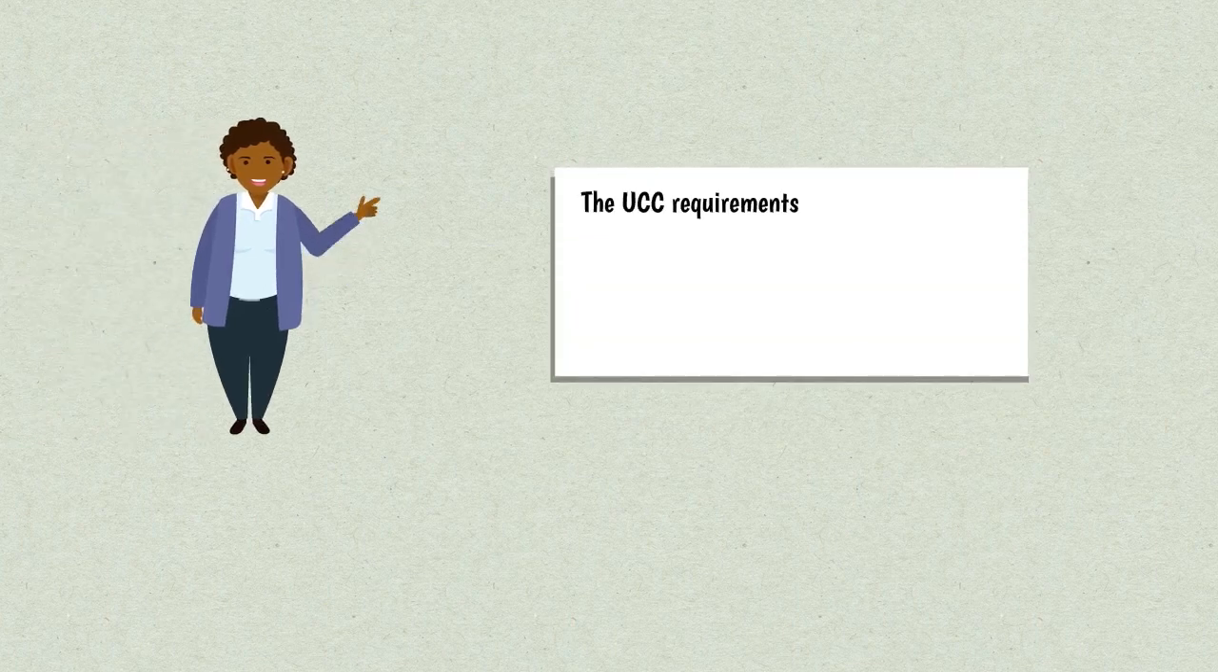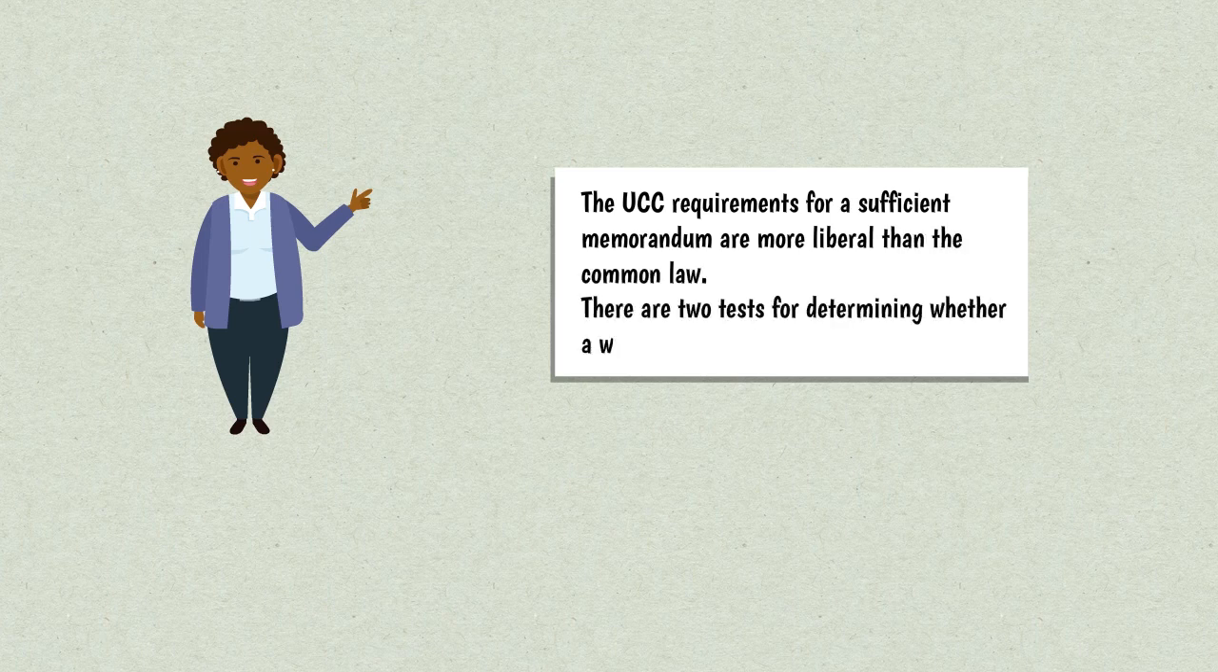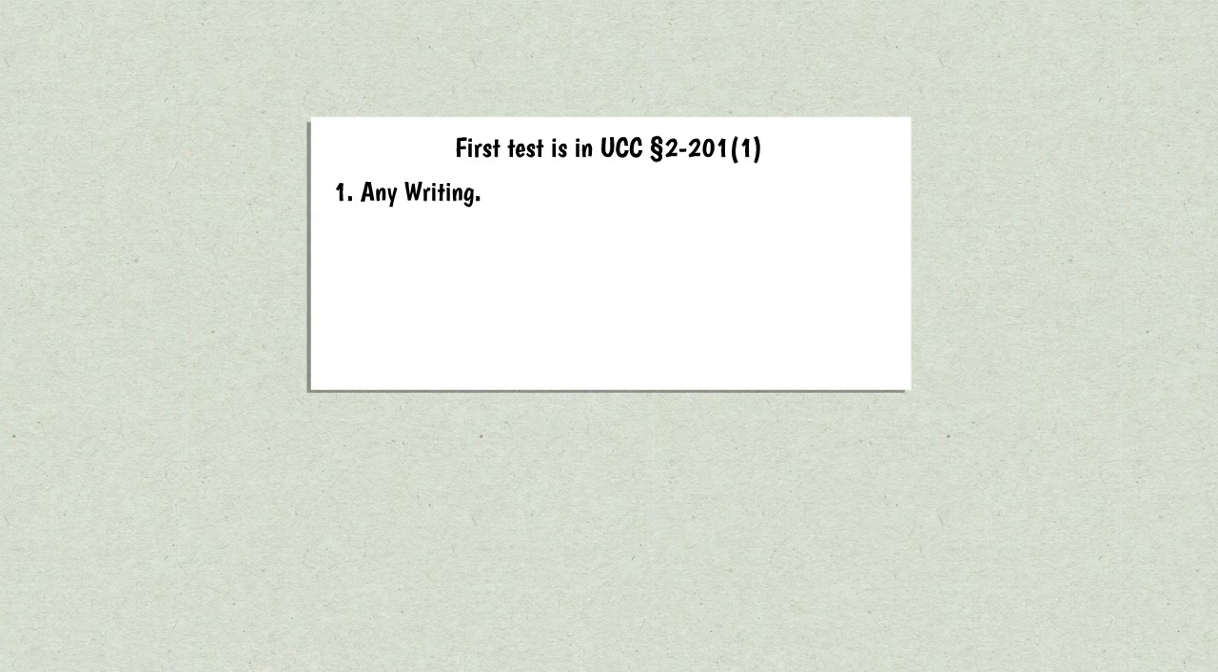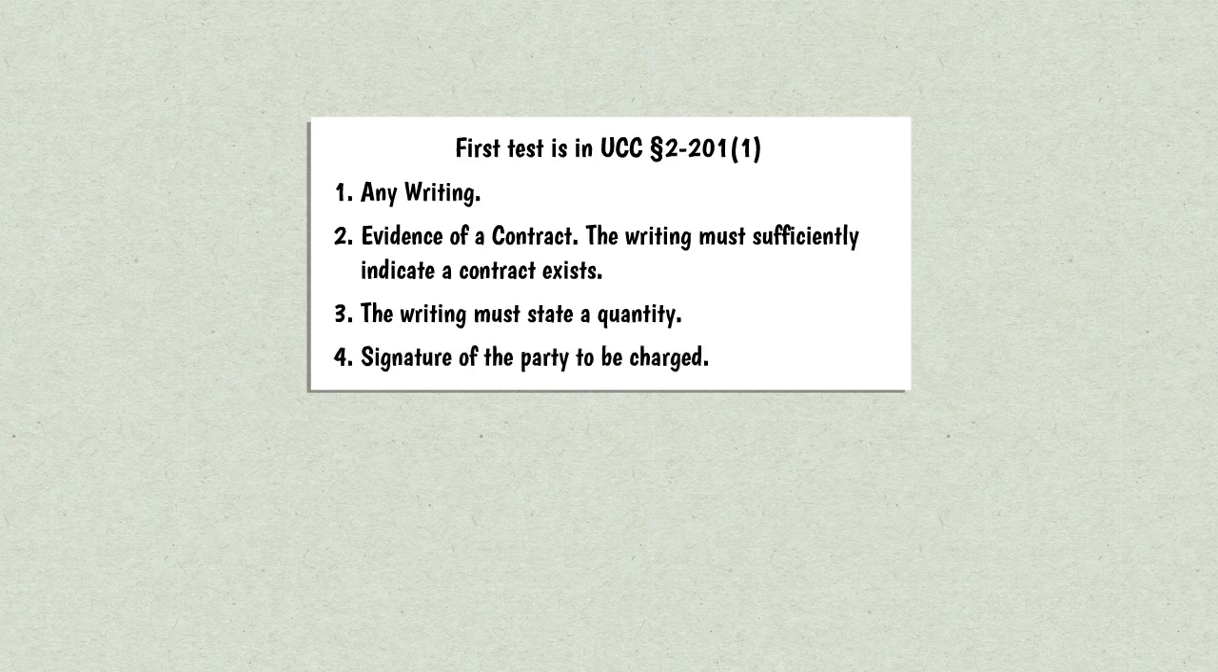The UCC requirements for a sufficient memorandum are more liberal than the common law. There are two tests for determining whether writing is sufficient for UCC purposes. The first test is in UCC section 2201 subsection 1, which states the general requirements for a sufficient memorandum. 1. Any writing that evidences the contract. The writing must sufficiently indicate that a contract exists. The writing must state a quantity, and the writing must be signed by the party to be charged.